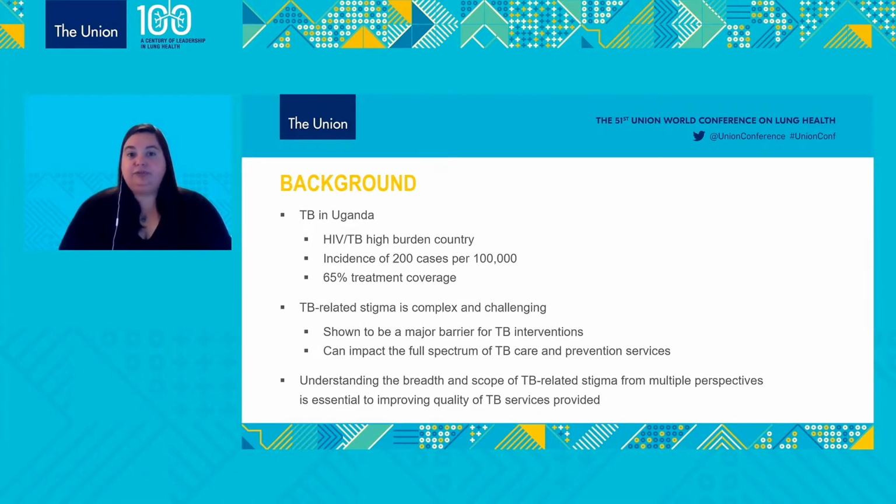As many of you know, Uganda is one of the 30 high-burden countries for TB-HIV co-infection, and it has an incidence of about 200 TB cases per 100,000 population, as well as about a 65% TB coverage rate. So in terms of TB stigma, we know from past research, both in Uganda and in other countries, that it's a really complex and challenging issue, which has been shown to be a major barrier for TB interventions.